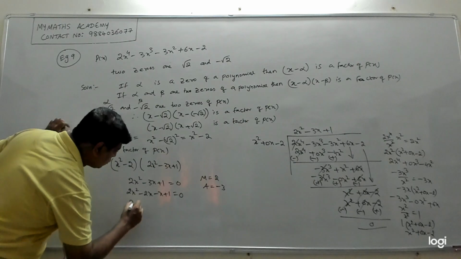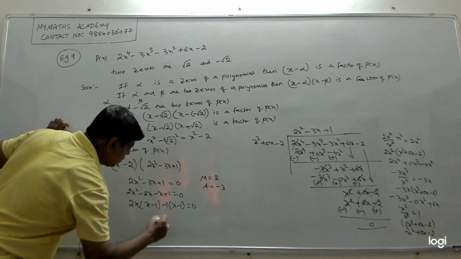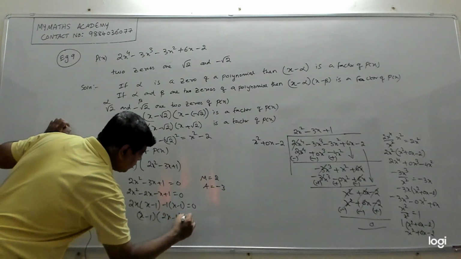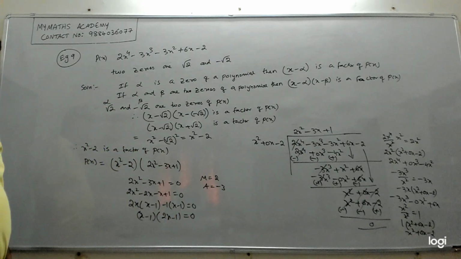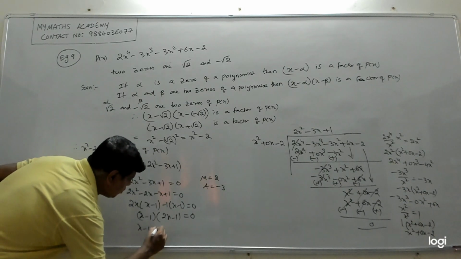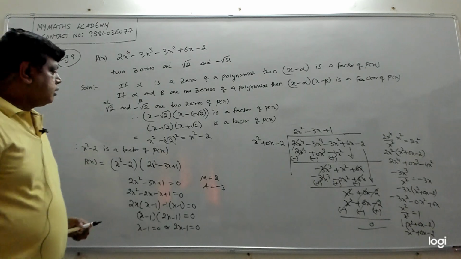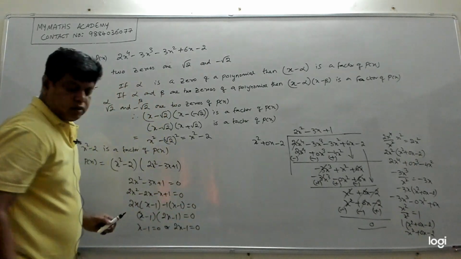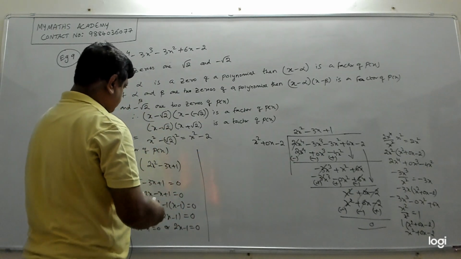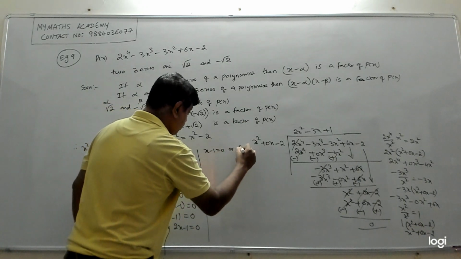Okay, now we'll continue here. So now 2x is common, I'll get x minus 1. Here if I take minus 1 common, I'll get x minus 1 equal to 0, which means x minus 1 into 2x minus 1 equal to 0. Right? So which means x minus 1 equal to 0 or 2x minus 1 equal to 0.